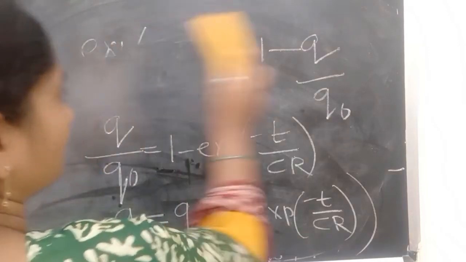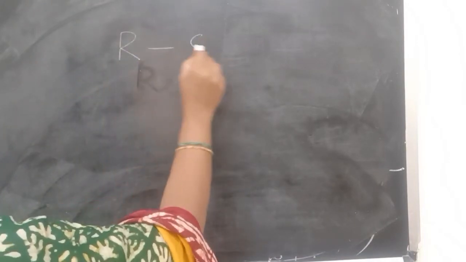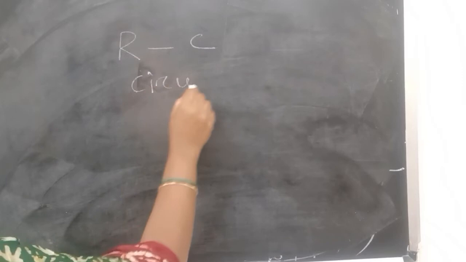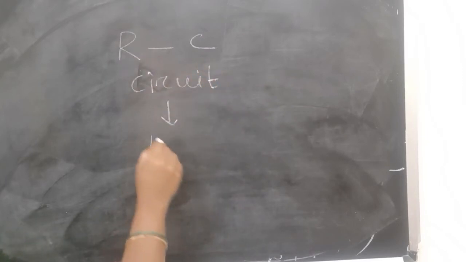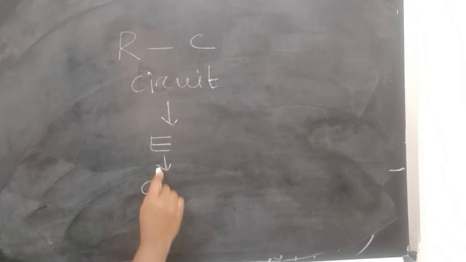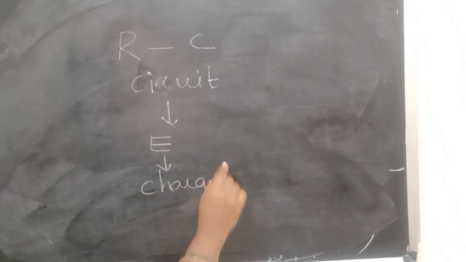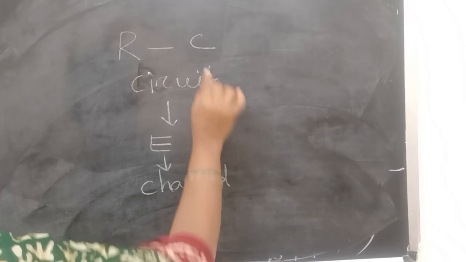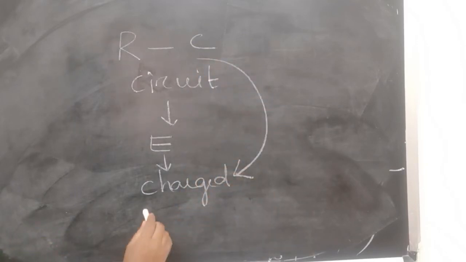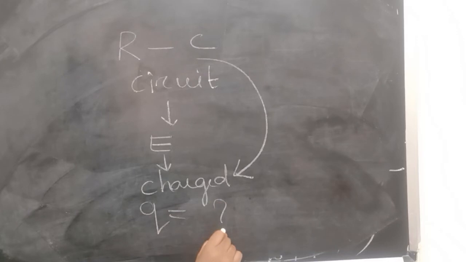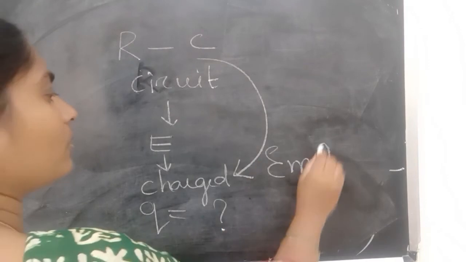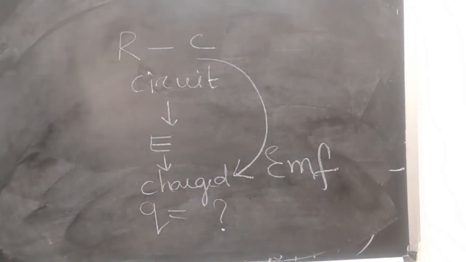So this is the value of Q. Finally, what we have done here is taking an R and C circuit, and by giving an electric field, charging is carried out. C is being charged, and because of that, charges are being developed. Electromotive force is being carried out.